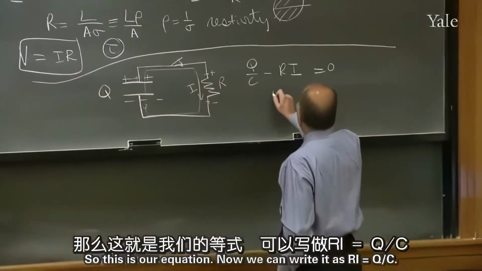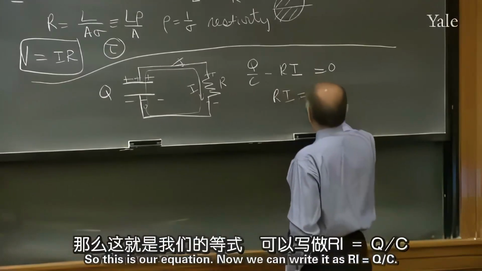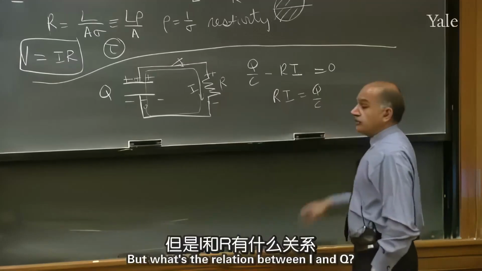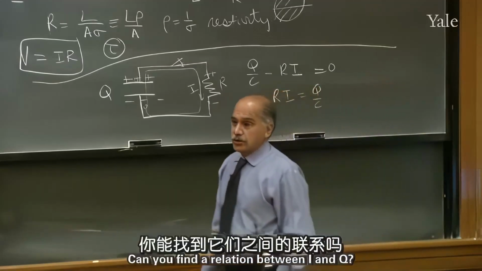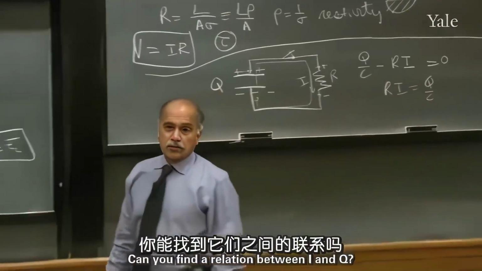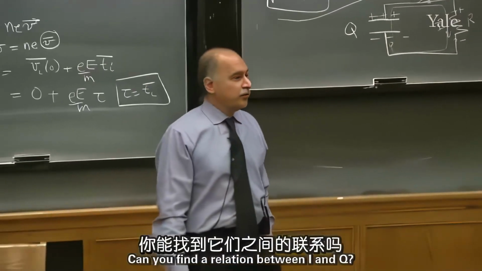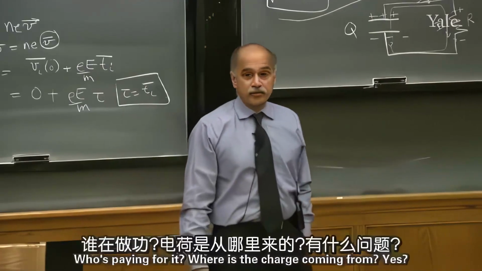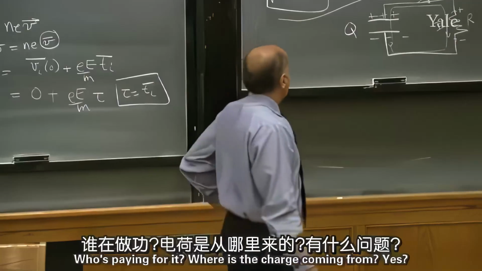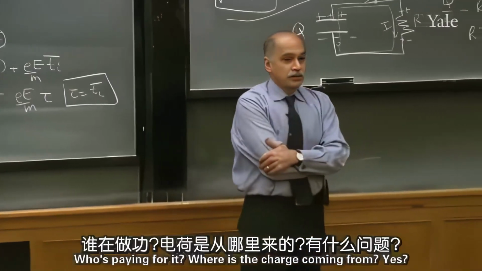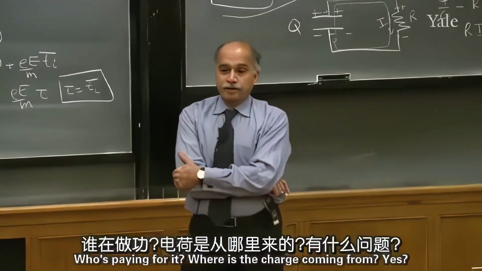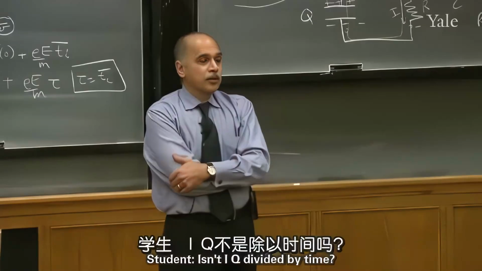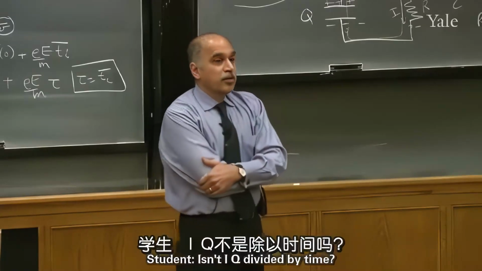Now we can write it as Ri equals Q over C. But what's the relation between I and Q? Can you find the relation between I and Q? Suppose a current flows for a short time. Who is paying for it, right? Where is the charge coming from?